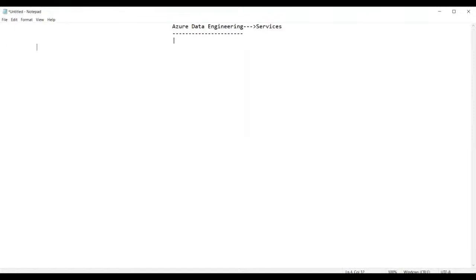We have the first one here as Azure Databricks. Then we have the next one after this, Azure Data Factory. And apart from this, we have the next service that is called Azure Synapse. Many services are there, but I'm listing a few of them.